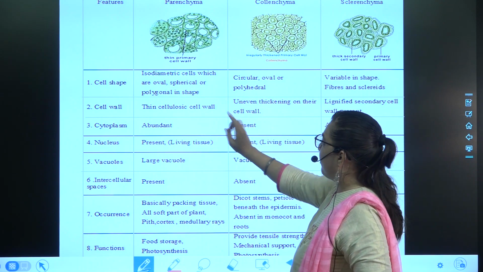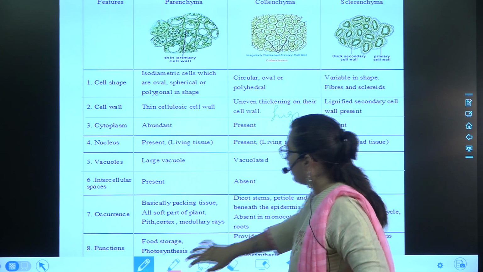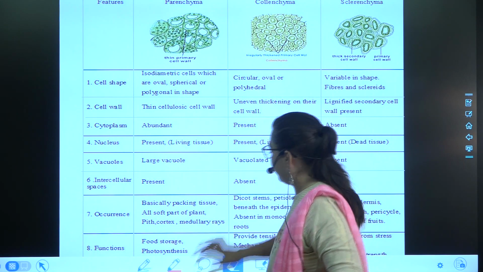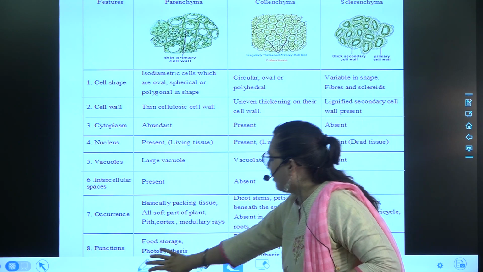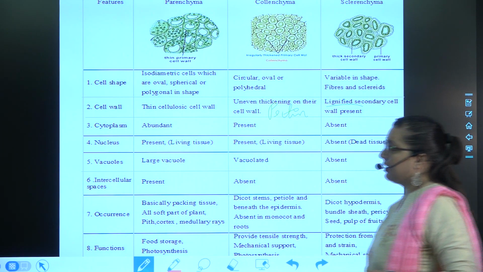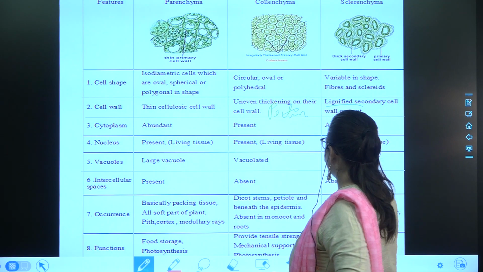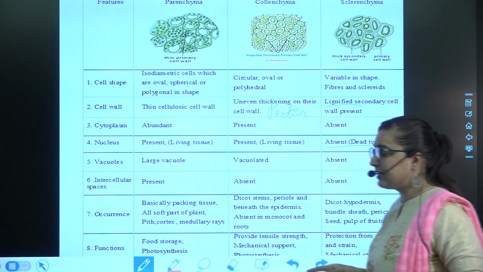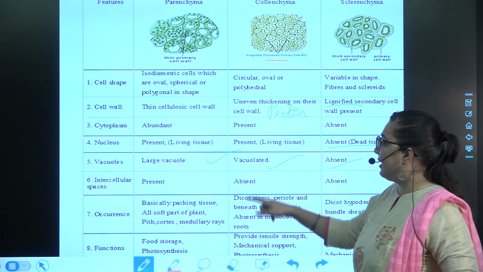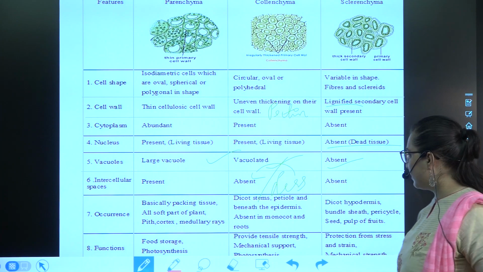Cell wall: here it is made up of cellulose, here it is made up of lignin. Sorry, here it is made up of pectin. Lignin is over here. This is made up of pectin and here lignin. Cytoplasm is abundantly present here. Nucleus present, while here these are dead tissues, so they don't contain any nucleus. Coming to the vacuoles, large vacuoles, here it is absent. Intercellular space, here there is very little, so it is generally called absent.